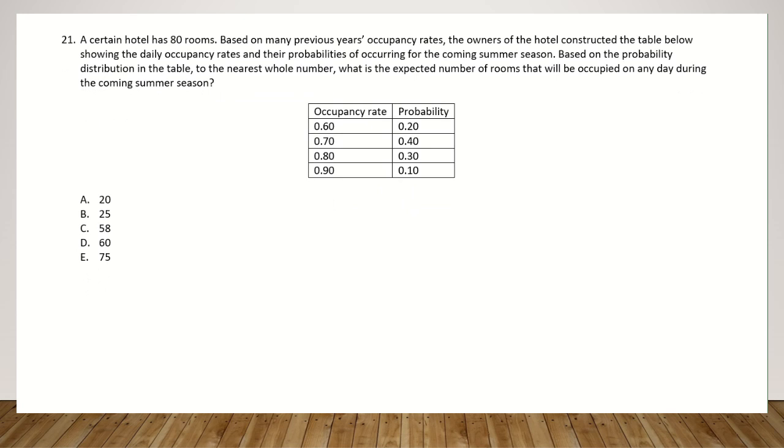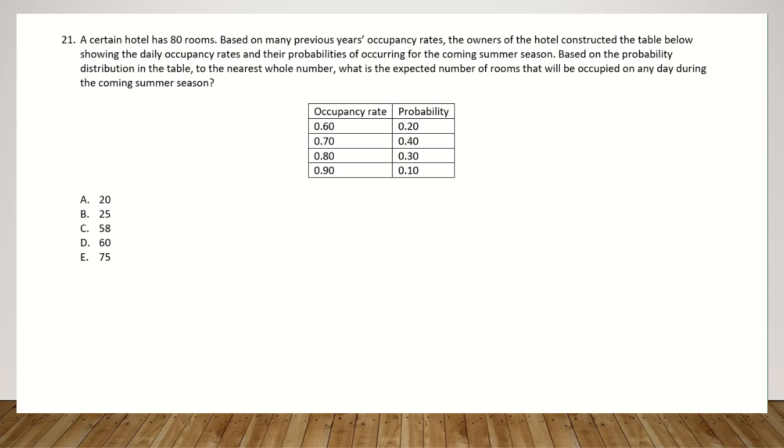Okay, next problem. A certain hotel has 80 rooms. Based on many previous years' occupancy rates, the owners of the hotel constructed the table below, showing the daily occupancy rates and their probabilities of occurring for the coming summer season. Based on the probability distribution in the table, to the nearest whole number, what is the expected number of rooms that will be occupied on any day during the coming summer season?